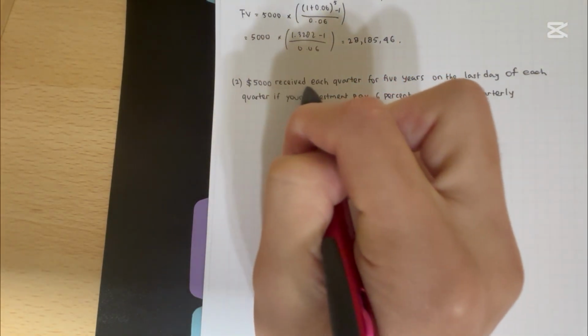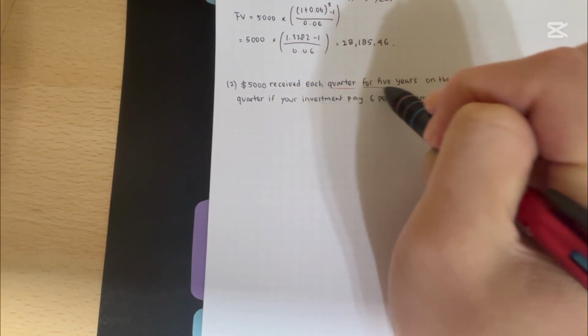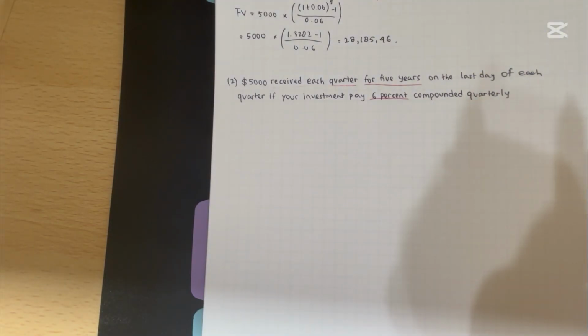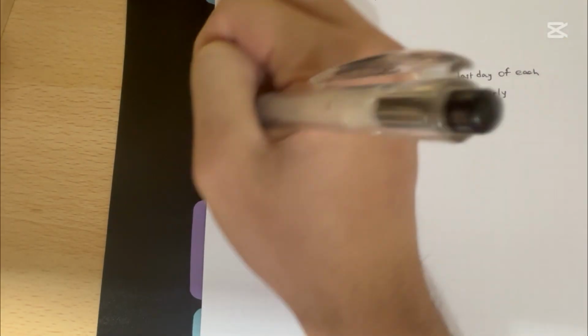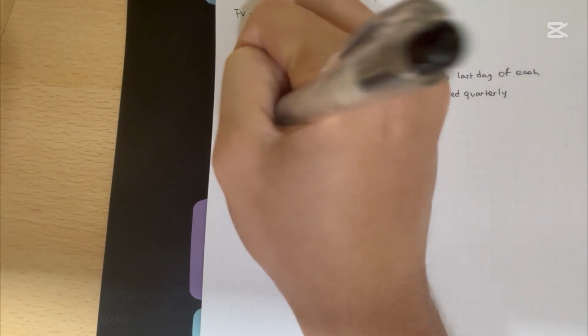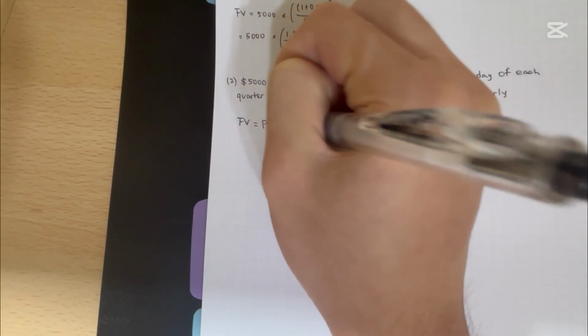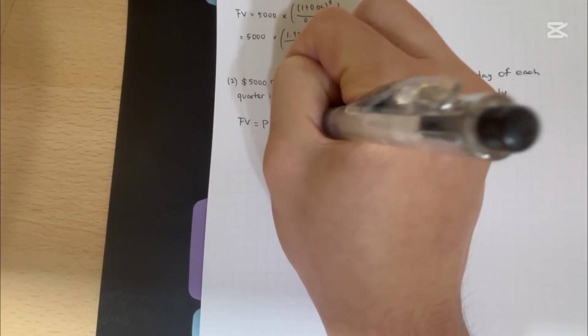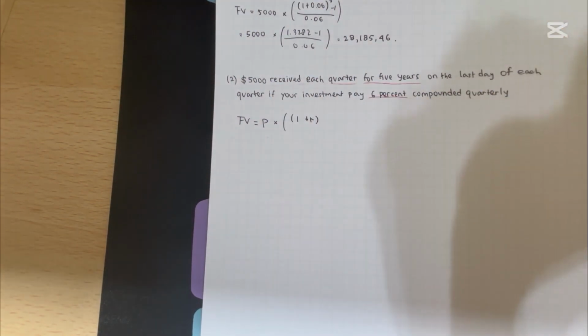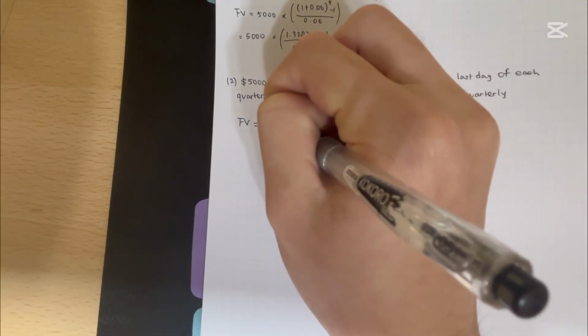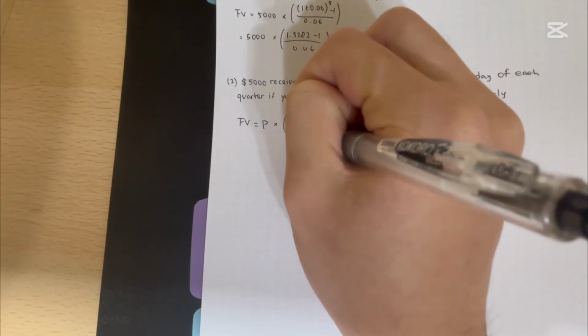Then for the second question, it's the same, to calculate the future value of an ordinary annuity where 5,000 is received each quarter for 5 years with an interest rate of 6% per year, compounded quarterly. So we use the formula of future value equal to P multiplied by open bracket 1 plus R to the power of n minus 1, divided by R.